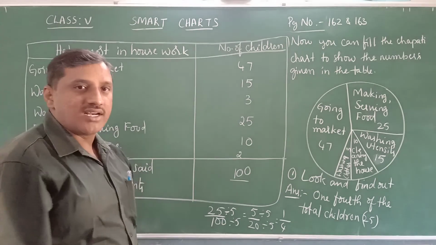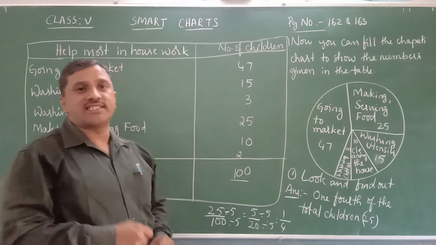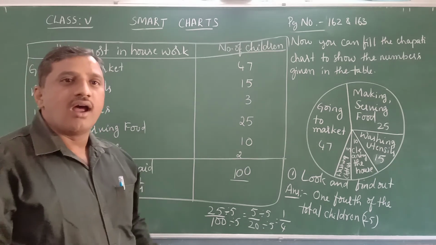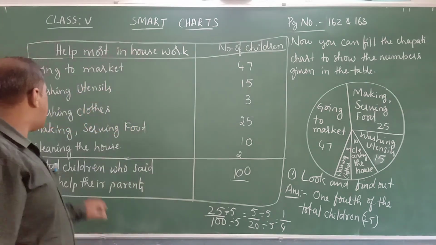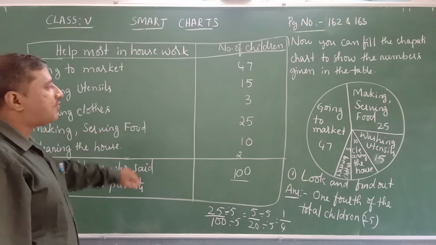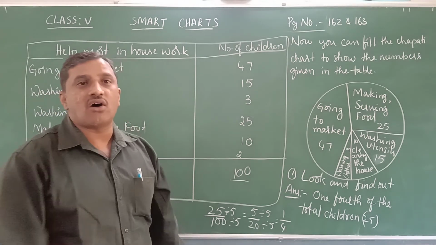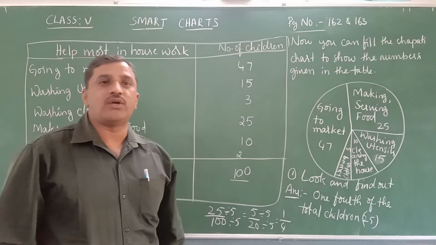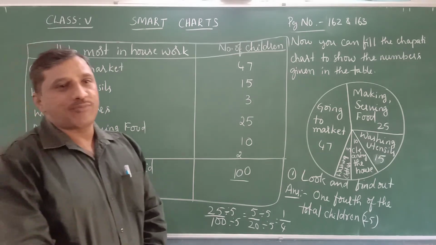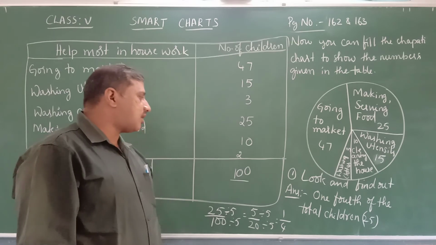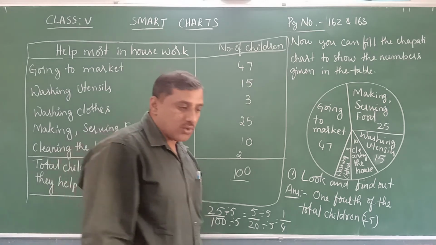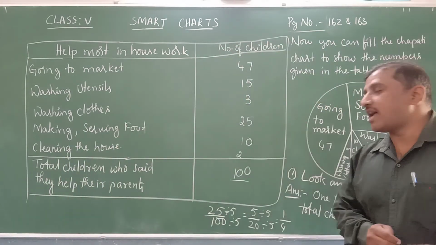1/4 of the total children, out of 100, is 25. Half of the total children means half of 100, which is 50. But here the number of children helping their parents in making and serving food is 25, which is not equal to 50. So what is the answer here? It is 1/4 of the total children. That is, option C is the correct answer for this question. So I hope you understood today's concept, and thank you very much.